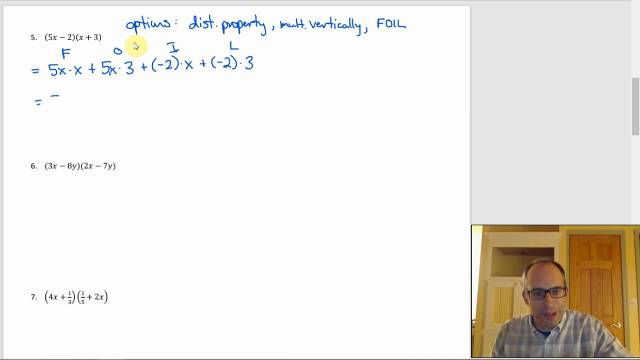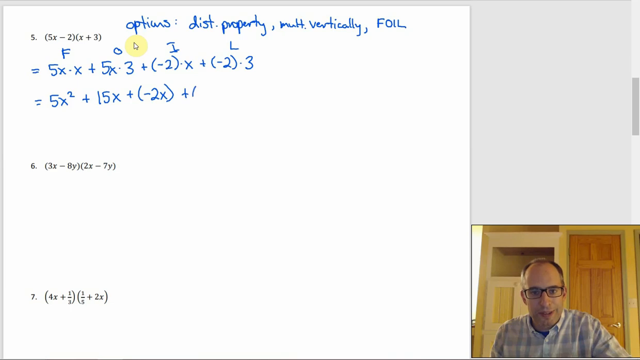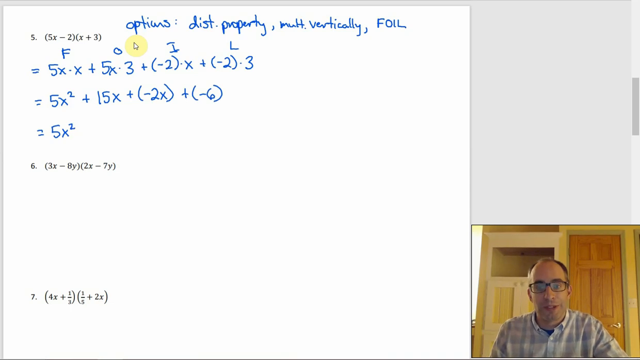And 5x times x is 5x squared. Then 5x times 3 is 15x. Then plus negative 2x. And then plus negative 6. Or 5x squared. Then we can simplify here because these are like terms. So we could combine these and say 15 plus negative 2 or 15 minus 2 is 13. So plus 13x and then plus a negative 6. Most people call that minus 6.